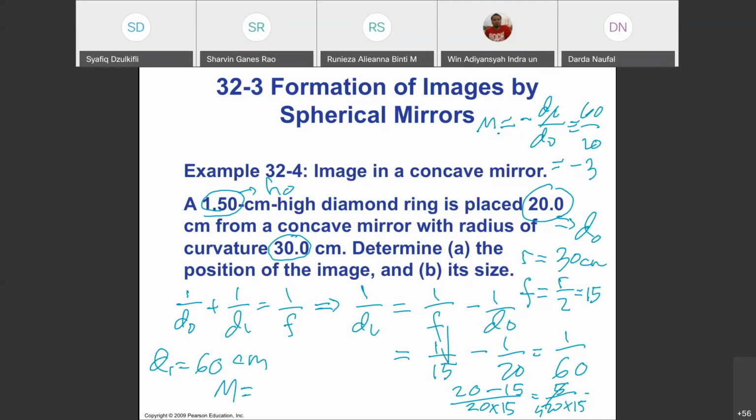So M is also HI over HO. HO is 1.5 from the question, and M equals minus 3. So HI is minus 3 times 1.5, which is minus 4.5 centimeters. So the image is minus 4.5 centimeters. Minus means inverted, larger, and real.